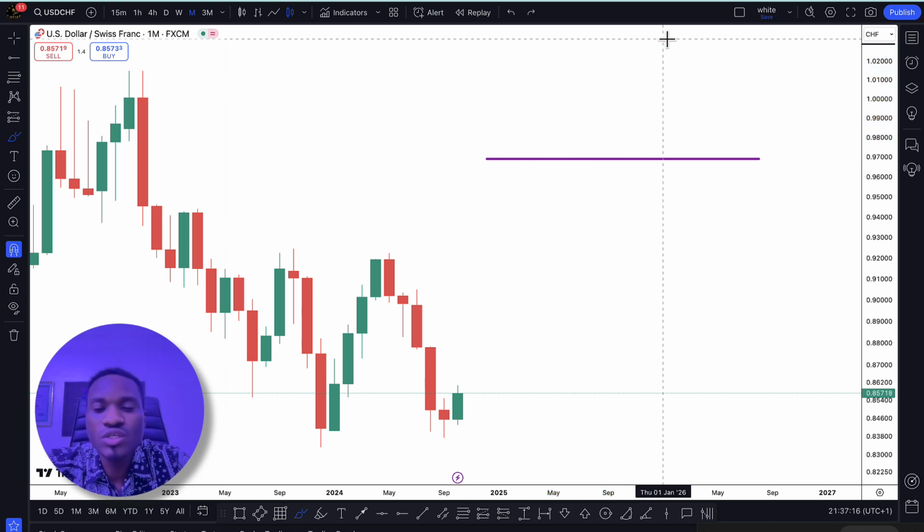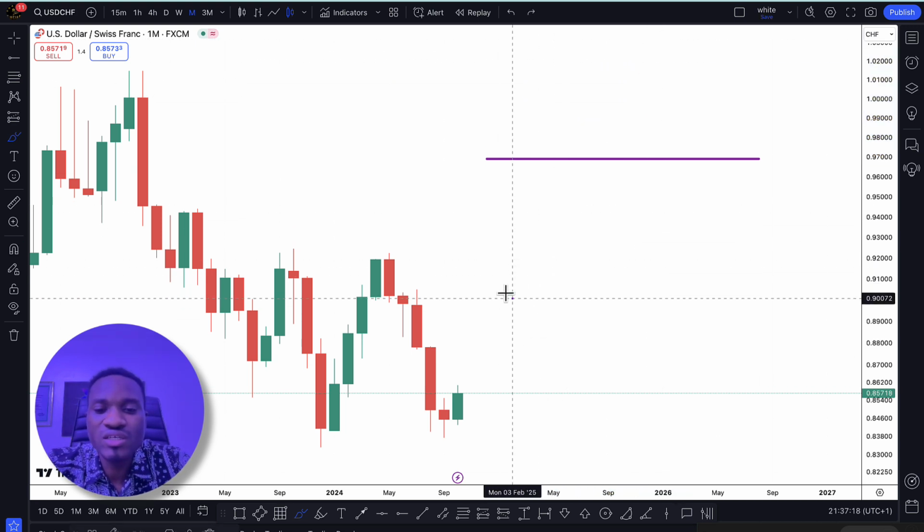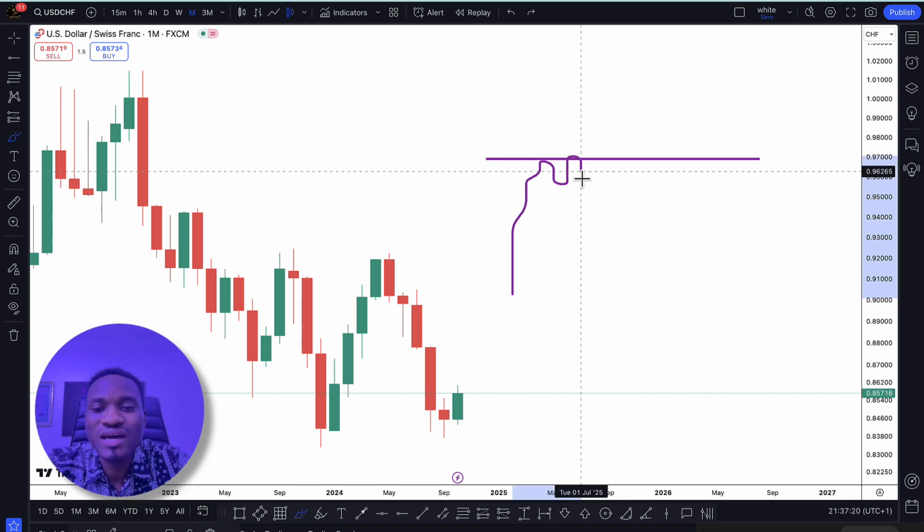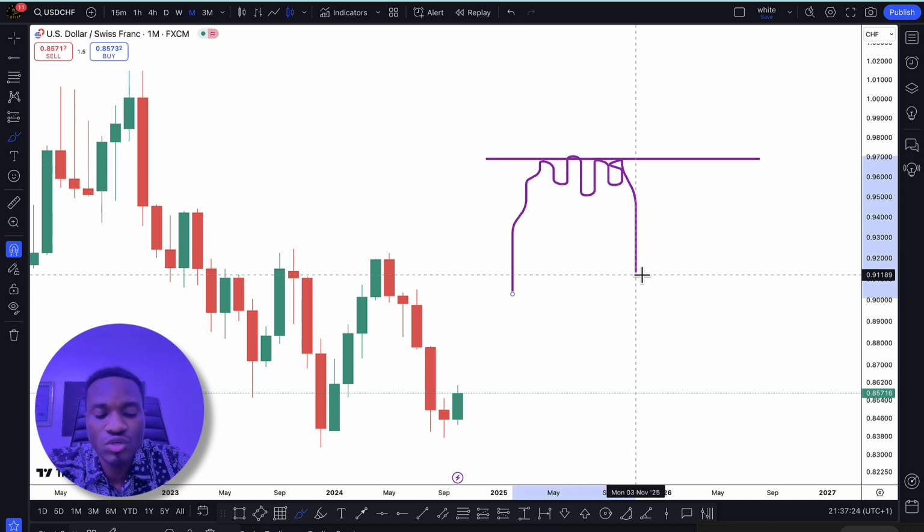And on the supply zone, price can travel to the zone and still dance at that medium before it starts going all the way down. So that is just a slight difference between support and resistance and demand and supply. It means support and resistance are to be constructed on the higher time frame, and demand and supply on the lower time frame.